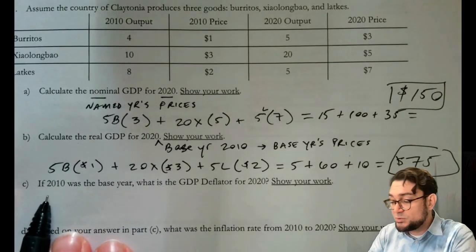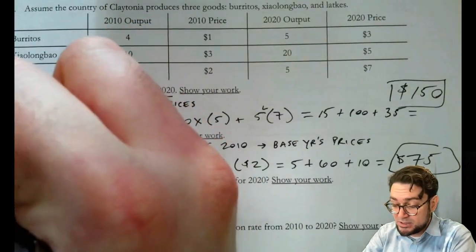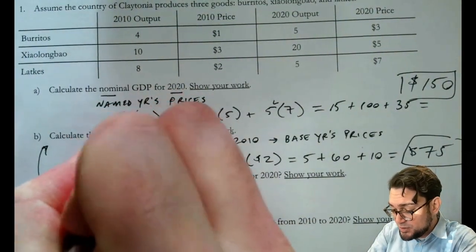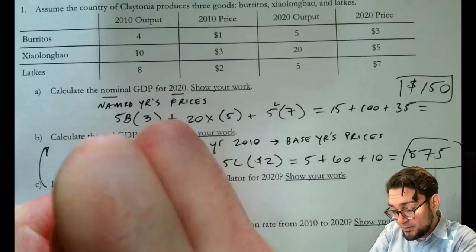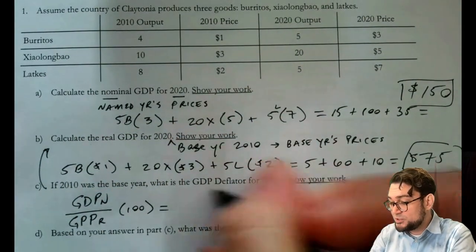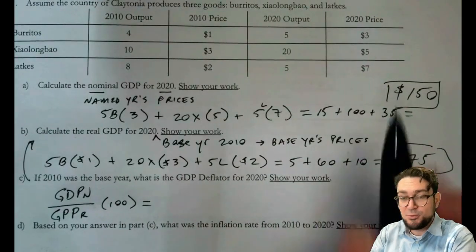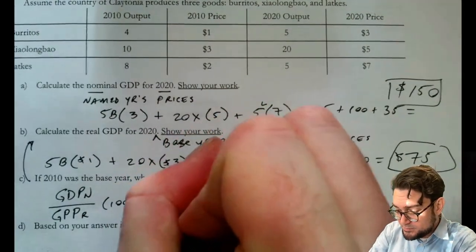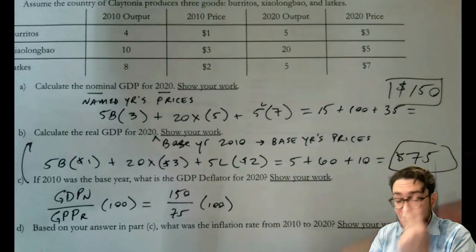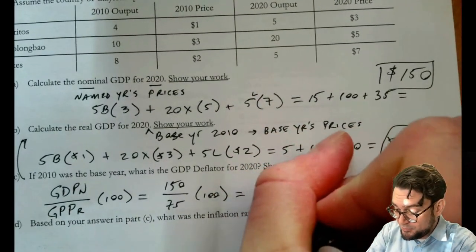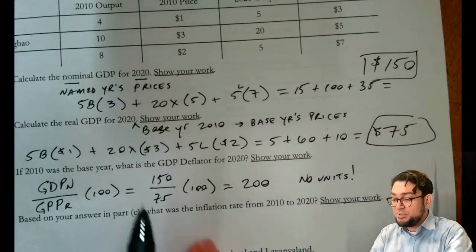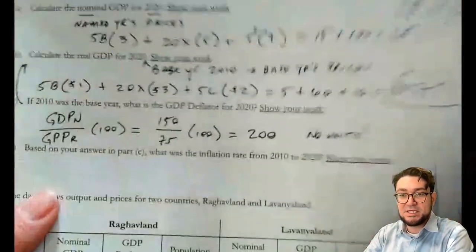It asks, if 2020 was the base year, what's the GDP deflator? So really this should say, what's the GDP deflator for 2020? Well, we know that it's the nominal GDP over the real GDP times 100. So we're going to put 150 over 75 times 100. 150 over 75 is 2, and so that's 200. And there are no units, because it's a deflator. It's an index value. So we would just say 200.